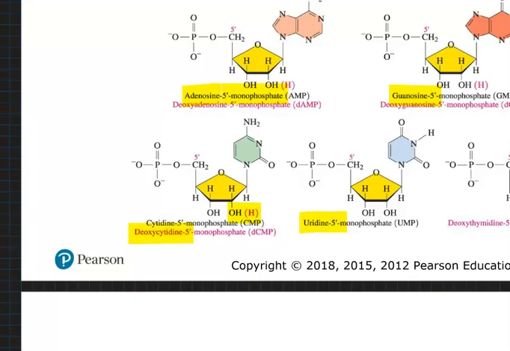Does that make sense? Let me re-exemplify it again, okay? So, if the sugar is ribose, then we call it adenosine monophosphate. If the sugar is deoxyribose, then we call it deoxyadenosine monophosphate.